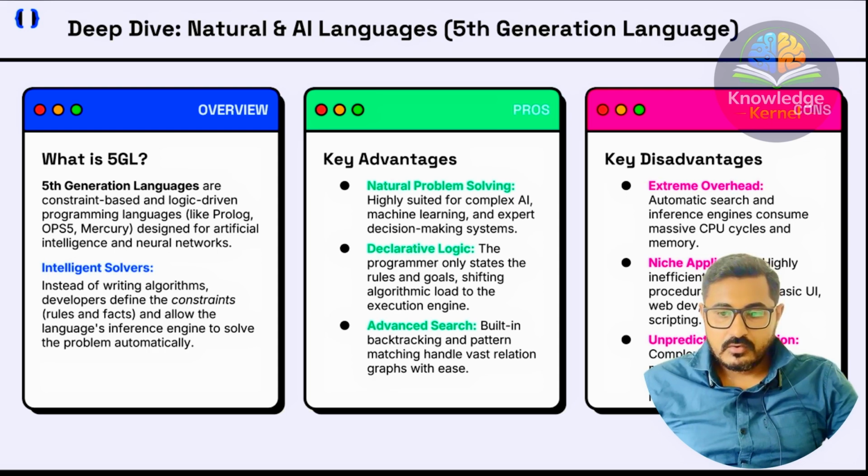However, relying on an engine to infer solutions comes with severe technical trade-offs. First, extreme overhead can happen. Automatic search and inference engines consume massive amounts of CPU cycles and memory to compute possibilities. Second, niche applications. Fifth generation languages are highly inefficient for standard procedural tasks like building basic user interfaces, web development, or low-level system scripting. Finally, unpredictable execution. Complex recursive rule matching can sometimes cause performance deadlocks or total starvation if not carefully constrained.